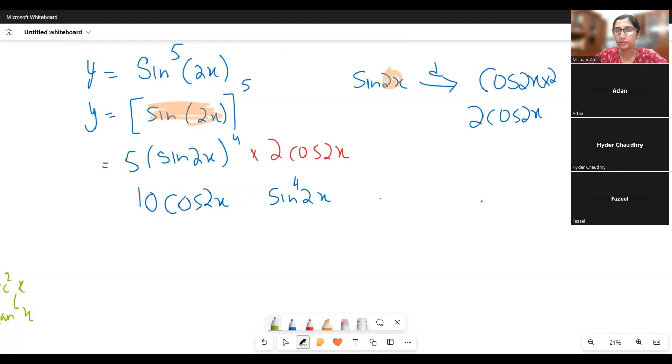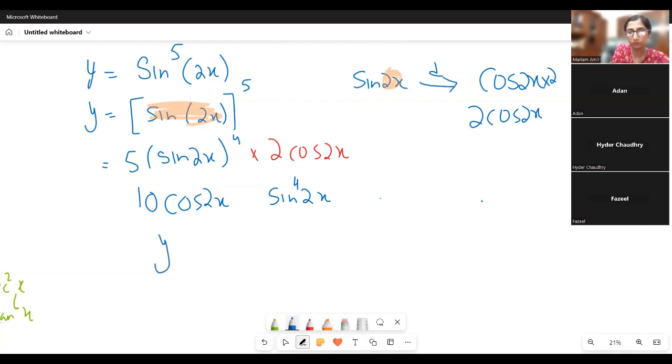Okay, any questions here? So first we use power rule, and then we had to derivate the f(x). So the derivative of sine 2x is 2 cos 2x. So we have multiplied 2 cos 2x. Okay. Another one.